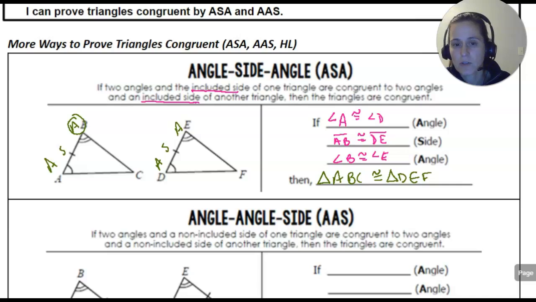When it's talking about included side or included angle like in SAS, you are not skipping any side or angle before you get to the next marking. So it's 3 directly in a row.